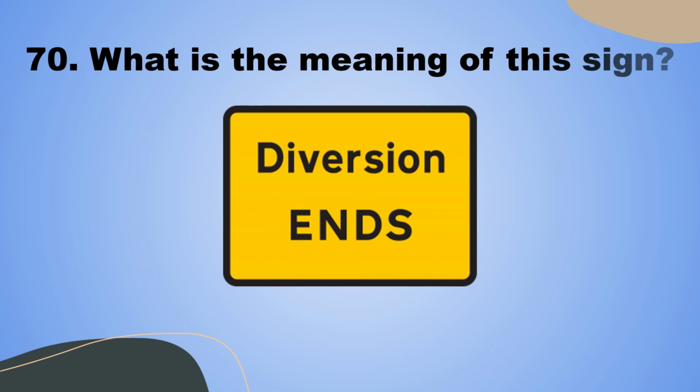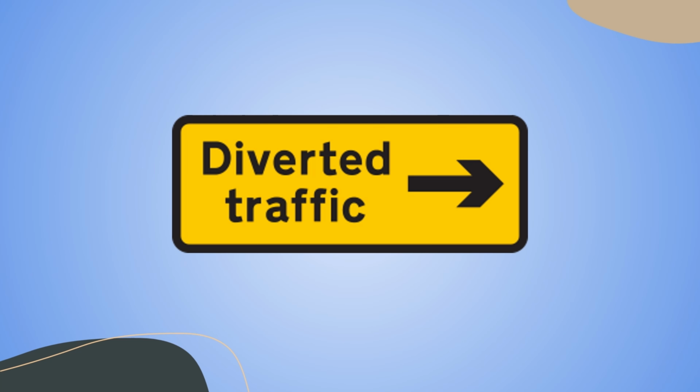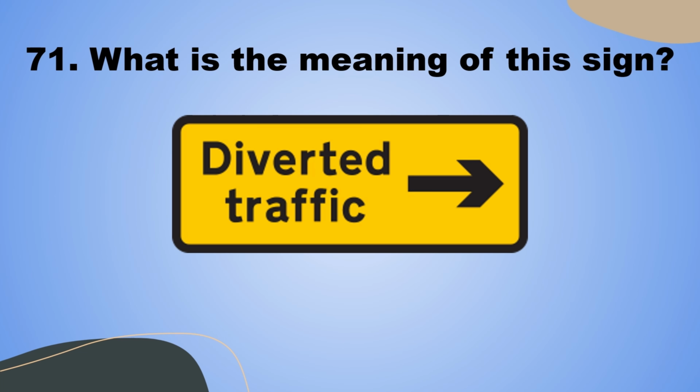What is the meaning of this sign? End of temporary diversion route. As you can see on the sign, it says here diversion ends. Next sign. What is the meaning of this sign?